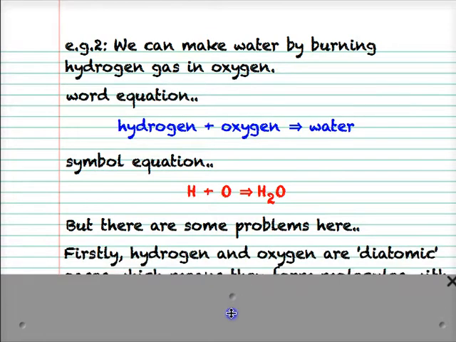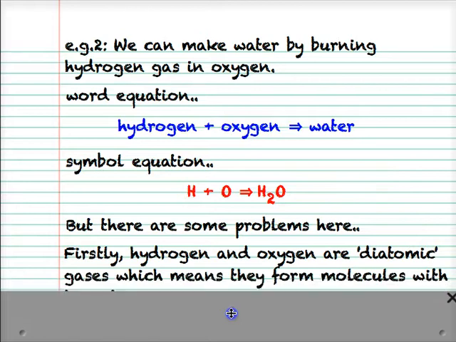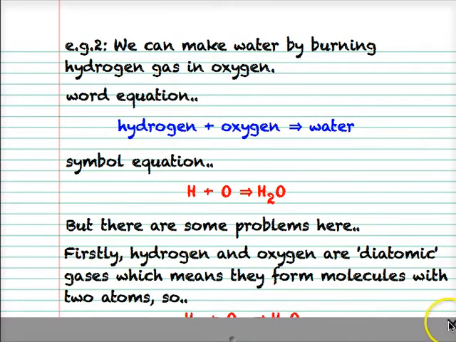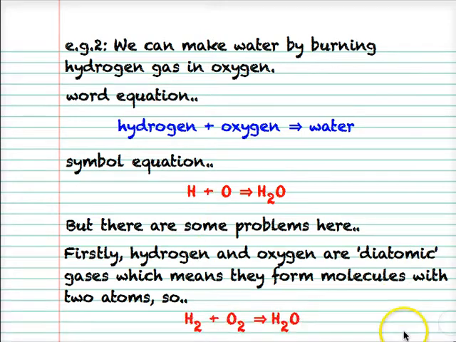Firstly, the hydrogen and oxygen are called diatomic gases because that means they form molecules with themselves. So we have a hydrogen molecule and an oxygen molecule, each with 2 atoms. Hydrogen forms a molecule with 2 atoms, 2 hydrogens, and oxygen does the same thing. So we have H2 plus O2 becomes H2O. So we've solved one problem. We've solved the problem that the hydrogen and oxygen gas was not actually written correctly in the first place.